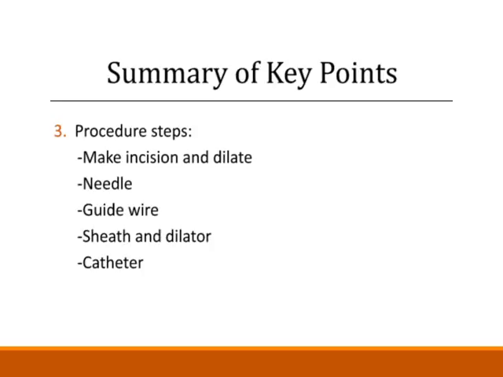The proper procedure steps involve the following. After identifying the entry site, a small incision is made below the site and dilated. The needle is inserted and the guide wire is advanced through the needle. After removing the needle, the catheter sheath and dilator can be inserted over the guide wire. Finally, after the dilator and guide wire are removed, the catheter can be inserted.